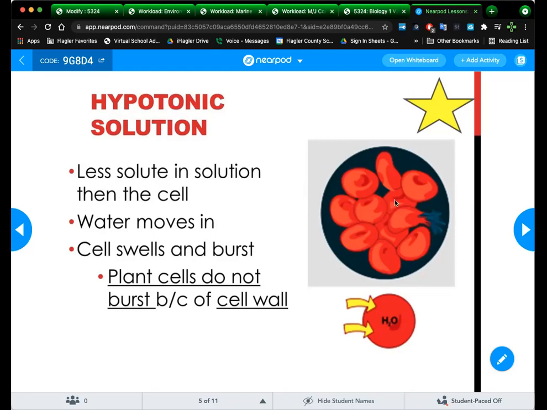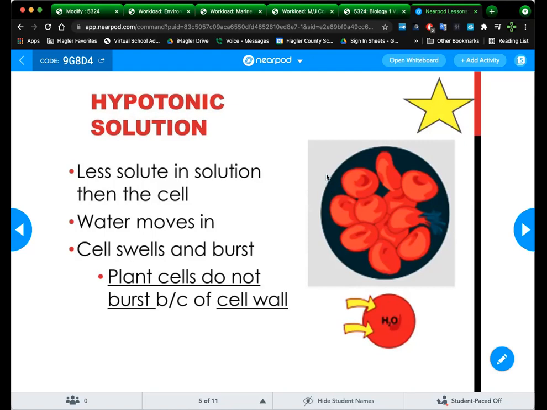Okay, so in a plant cell, plant cells have a little extra protection. Obviously, they need water. They need to hold on to that extra water. So they have a cell wall. So water moves in. It doesn't burst. It just swells.